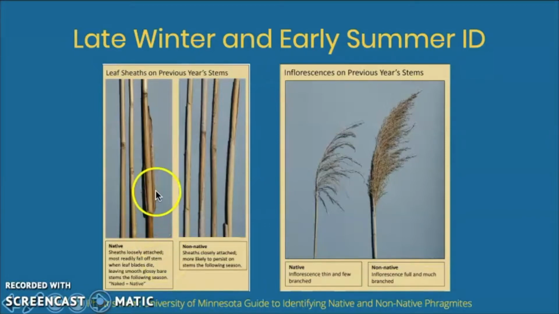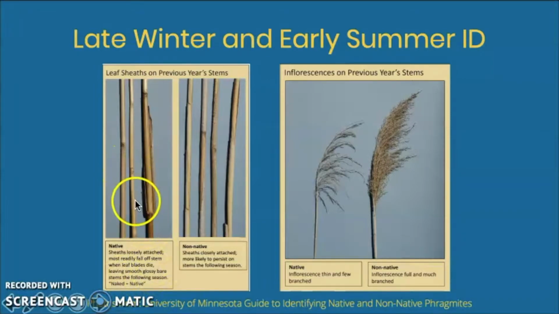You can kind of see it here in this picture. So in native Phragmites, the sheath can either be loosely attached and kind of gap away from the stem, which you can see here, or it can completely fall off when the leaf dies, which results in a bare stem when the leaves die off, so in which case it would look like this. And it's actually more common for the leaf sheath to fall off when the leaf dies and falls off. So that's prompted the creators of this guide to put naked equals native.